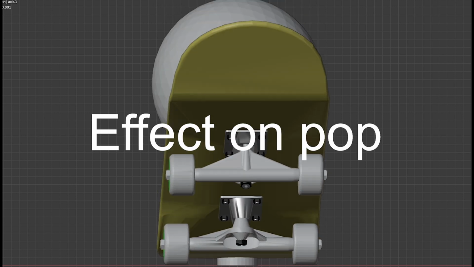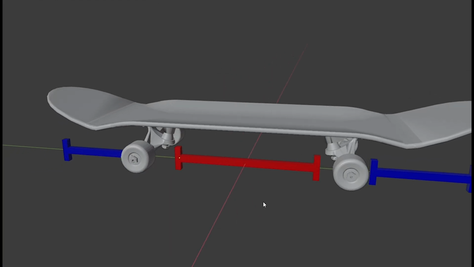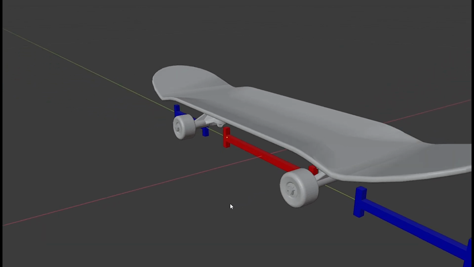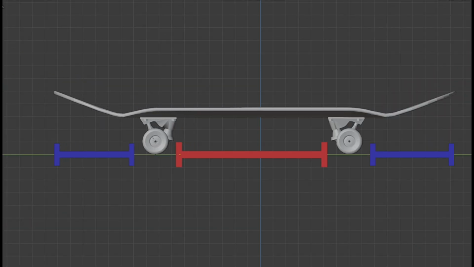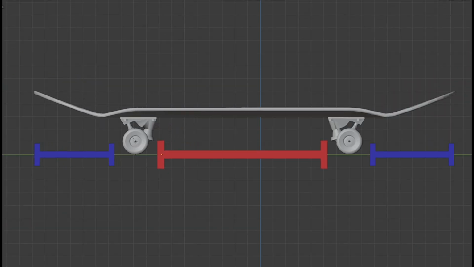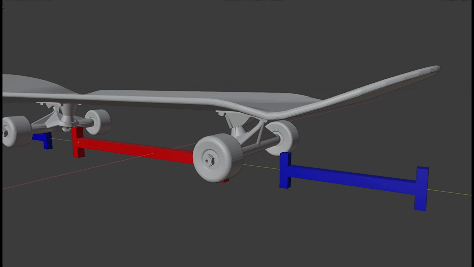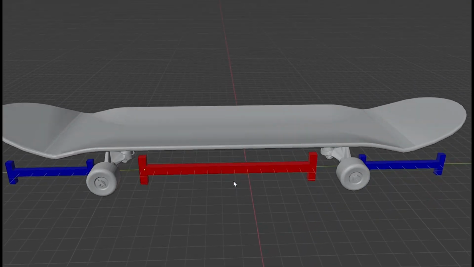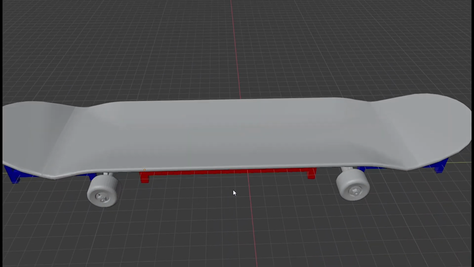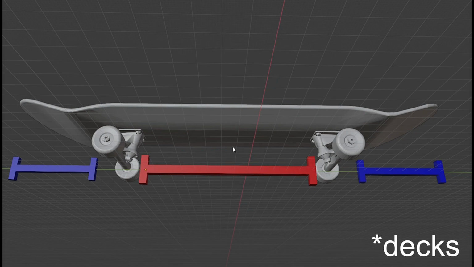Effect on pop. This time, we focus on the distance between trucks only. If we really want to prove the effect of the wheelbase alone, we should extend the central part of the deck without changing the distance between trucks and the nose and tail. But we don't really see trucks like this, do we?